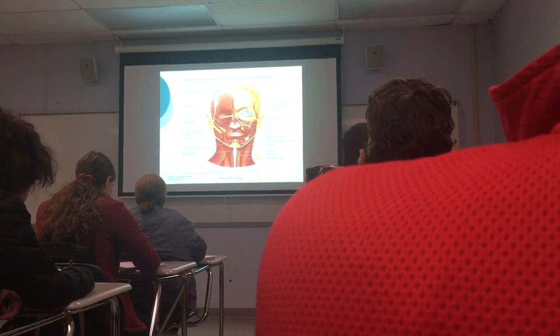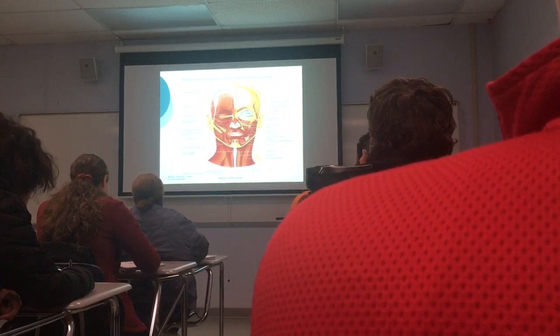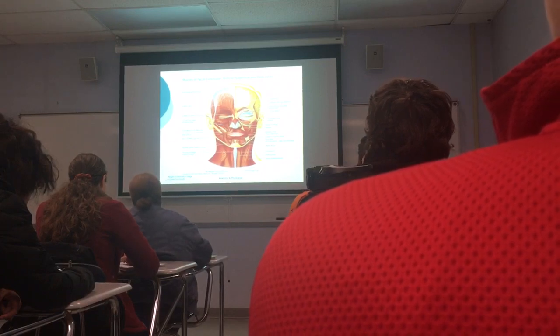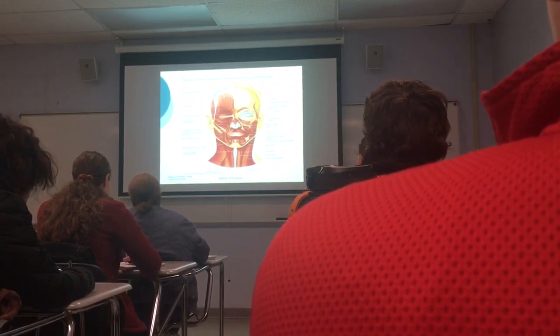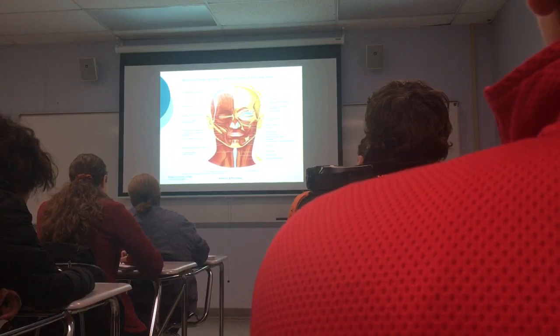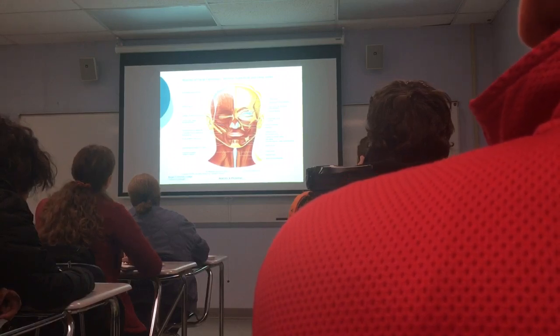Then the muscle around the eye. It orbits the eye, so it's the orbicularis oculi, okay? Closes the eye. Antagonistic to that is the levator palpebrae superioris, okay? It's gonna open the eye.